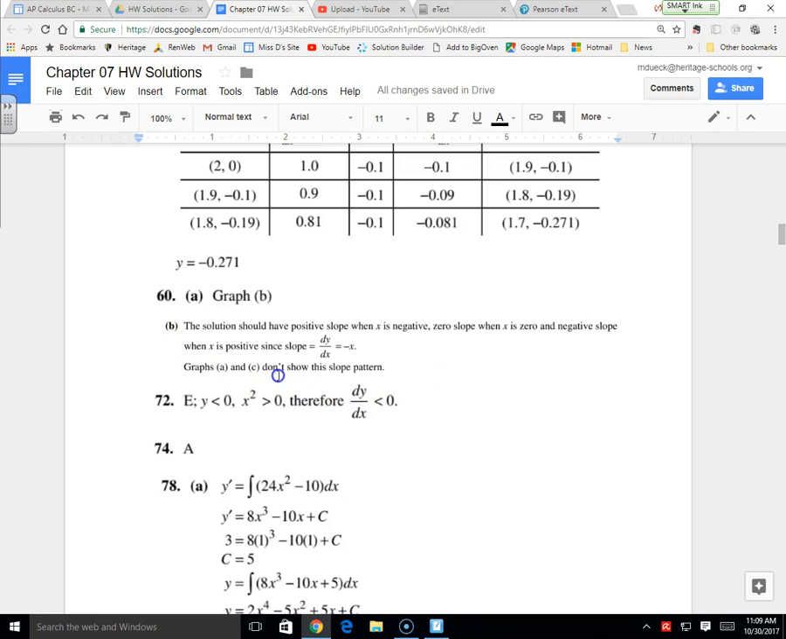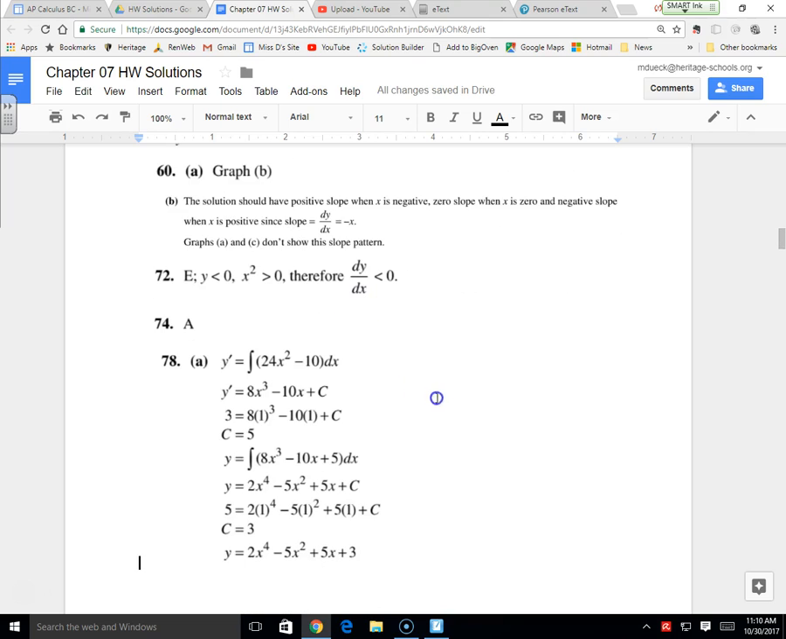60A is graph B, and letter B just gives the reason why. They just went through and found the clues. So x being negative will make a positive slope, so that would be in quadrants 2 and 3. When x is 0, it should be a 0 slope. And when x is positive, it should have a negative slope. 72 is E, 74 is A, and 78, ooh, that was a party.